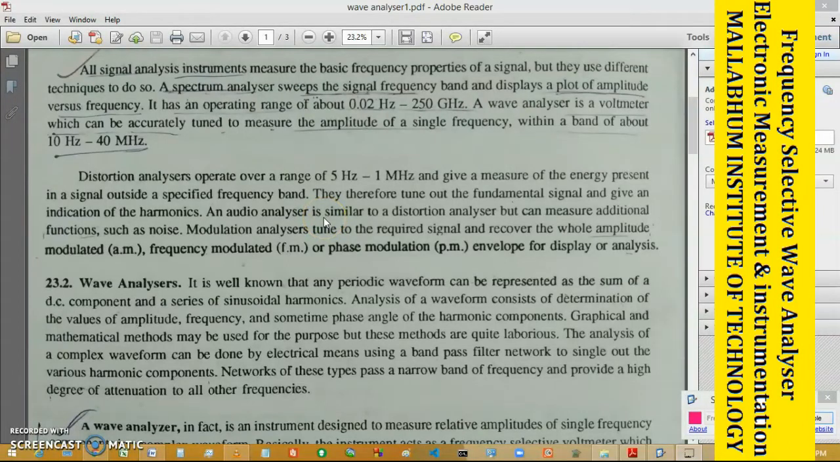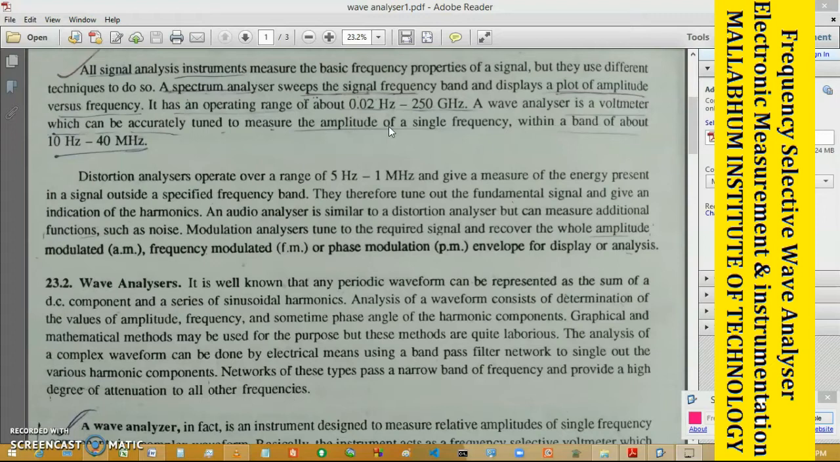Hello, today a new topic will be started, that will be signal analyzer. Now, different types of signal analyzer. A signal analyzer is, you can see the definition on the screen, a basic instrument which is used to measure the frequency properties of a signal, but with the help of different techniques.